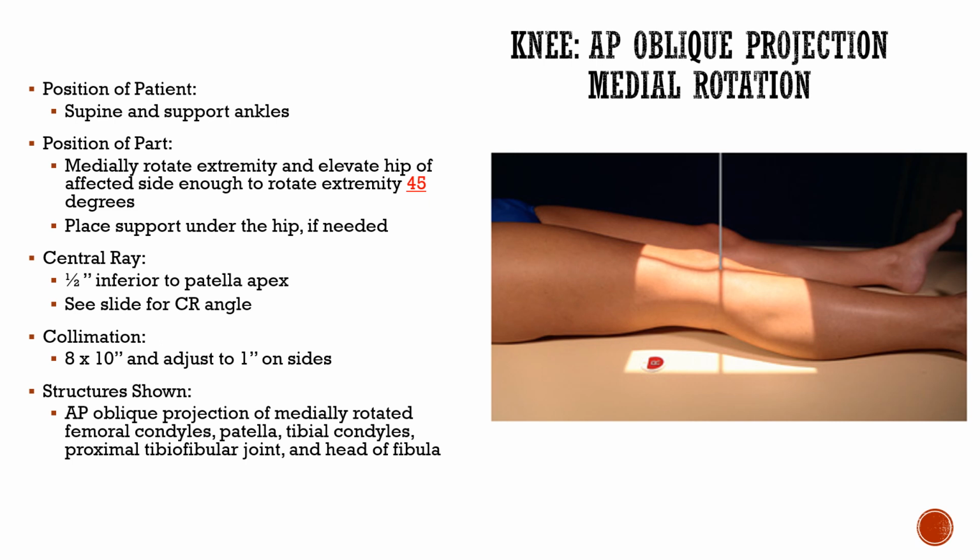On the medial oblique, we're going to do the same thing as the lateral, except we're going to medially rotate the extremity 45 degrees. We're going to center to the same location, and we're going to have the same collimation. This time we're going to have a medially rotated femoral condyles, patella, tibial condyles, proximal tibiofibular joint, and the head of the fibula.